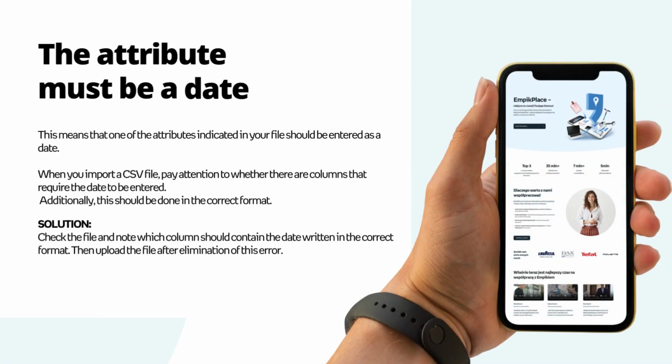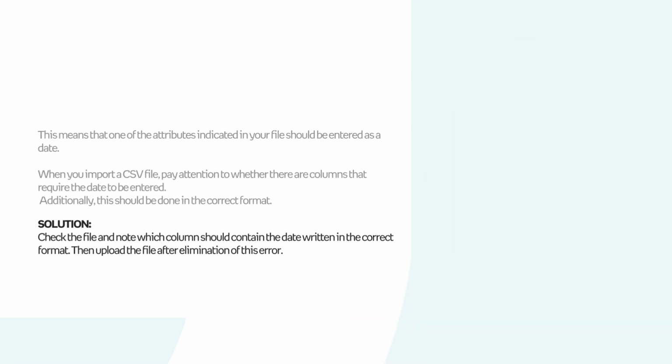Next example is, the attribute must be a date. This means that one of the attributes indicated in your file should be entered as a date. When you import a CSV file, pay attention to whether there are columns that require the date to be entered. Additionally, this should be done in the correct format. Check the file and note which column should contain the date written in the correct format. Then upload the file after elimination of this error.